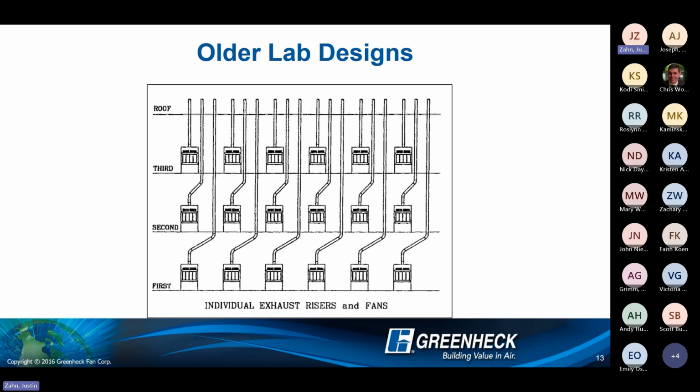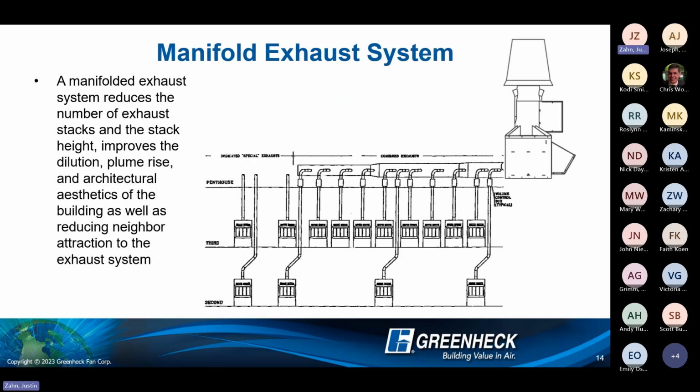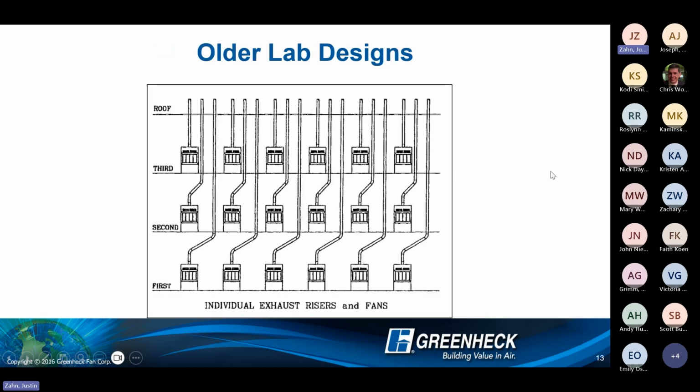All right, moving on, we'll talk a little bit about the older lab design. It used to be you would have one hood, one fan. That used to be how the industry was laid out. Nowadays, we are at the manifold exhaust system, where you have multiple hoods going up into some kind of common ductwork, and then up into one or two fans. Compared to one fan per hood, where you may have 20 different fans on that roof, which requires a lot of maintenance and upkeep, and it's simply not as efficient.